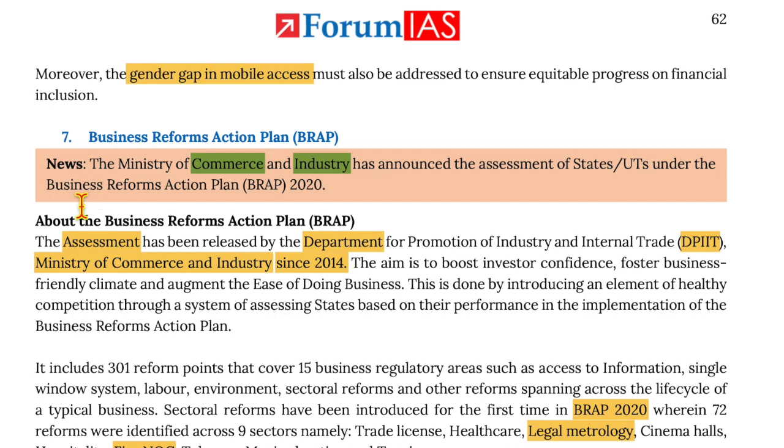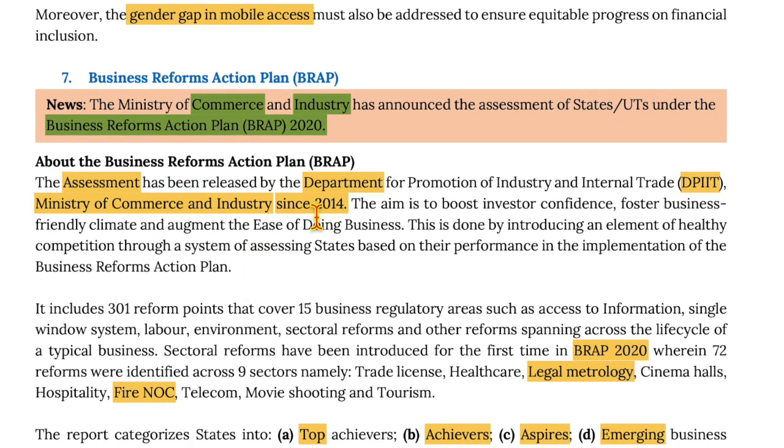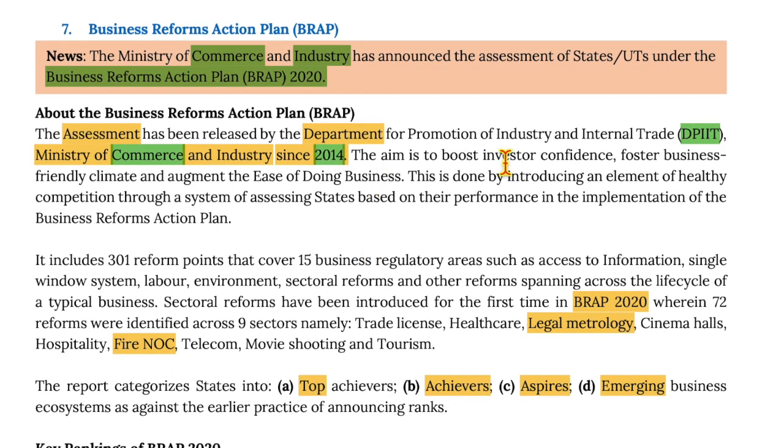Moving on to the Business Reforms Action Plan. The Ministry of Commerce and Industry has announced the assessment of states and union territories under the Business Reforms Action Plan 2020. The assessment has been released by the Department for Promotion of Industry and Internal Trade, that is DPIIT, Ministry of Commerce and Industry, since 2014. The aim is to boost investors' confidence, foster a business-friendly climate, and augment the ease of doing business.